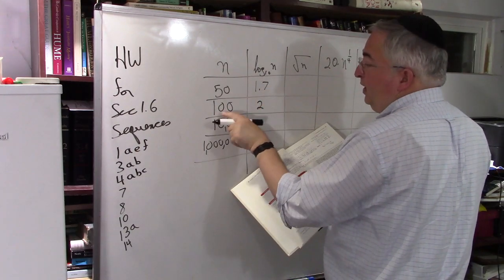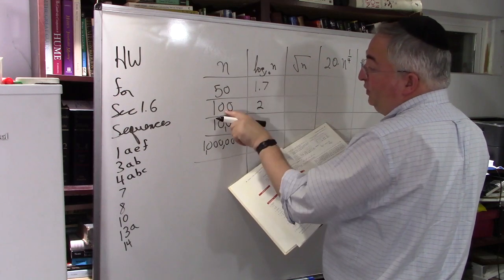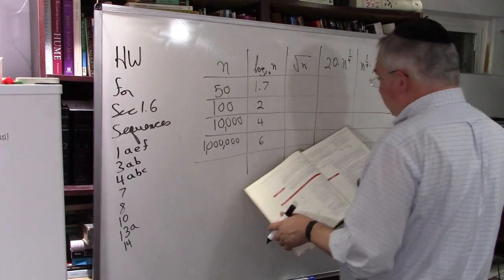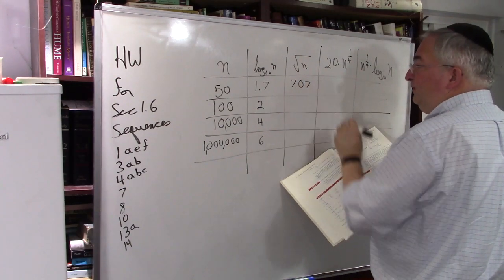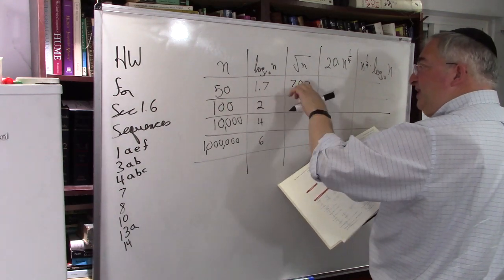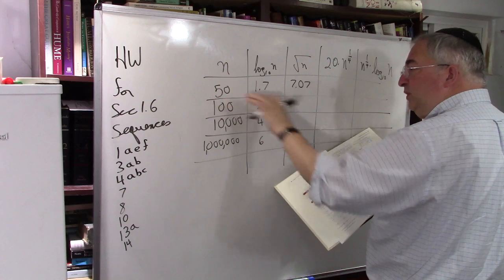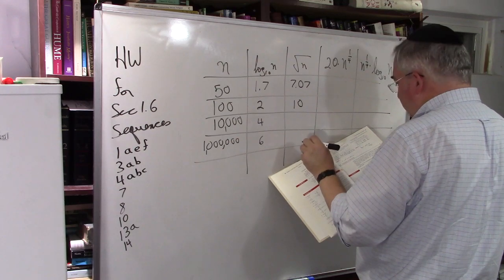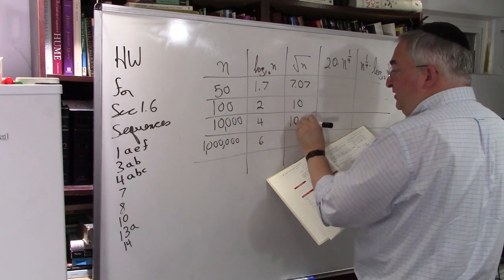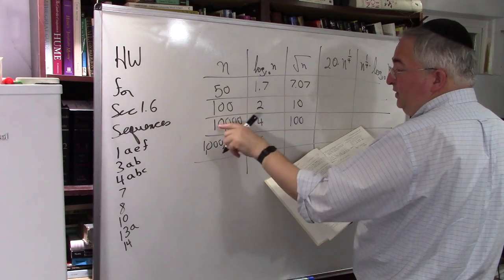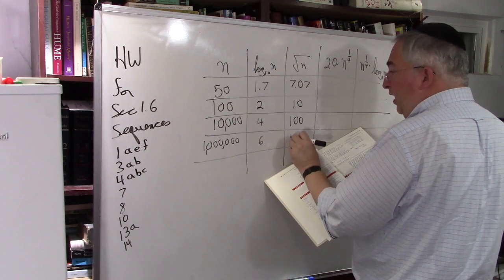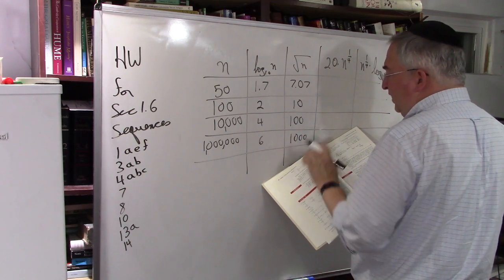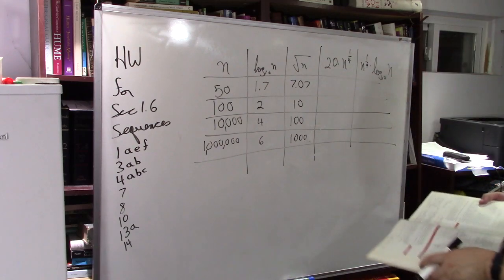This is 2. How much do you have to raise 10 to in order to get 100? And the answer is 2. This is 4. This is 6. This is 7.07. Just think about it. 7 times 7 is 49, so a little bit more will give you 50. Square root of 100 is 10. 10 times 10 is 100. The square root of 10,000 is 100. 100 times 100 is 10,000. And 1,000,000 is 1,000 times 1,000. So the square root of 1,000,000 is 1,000.